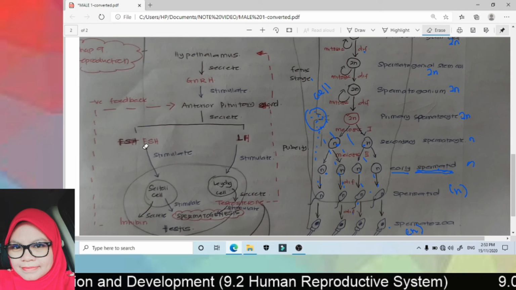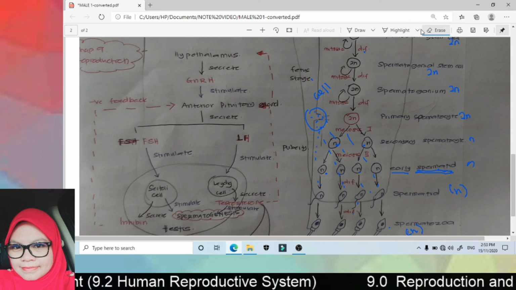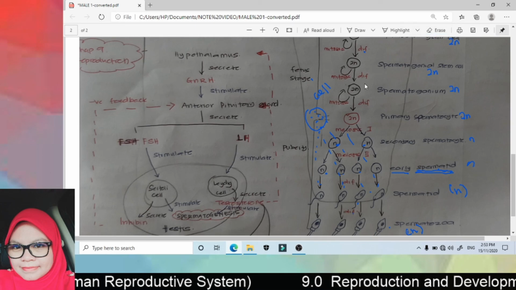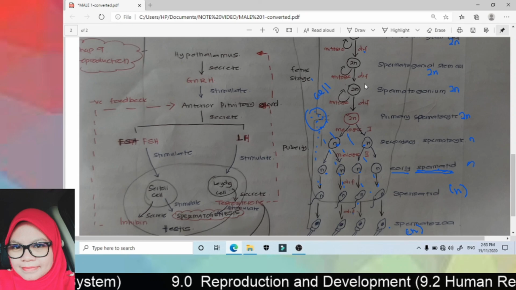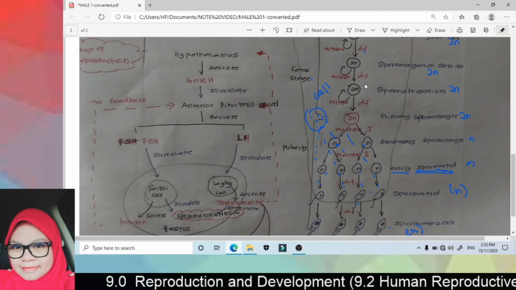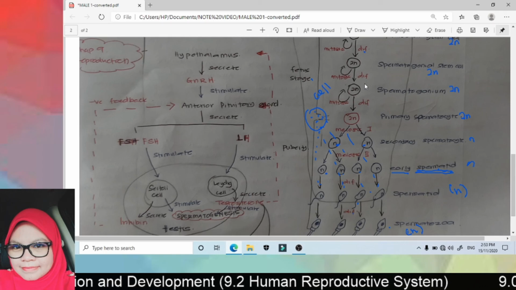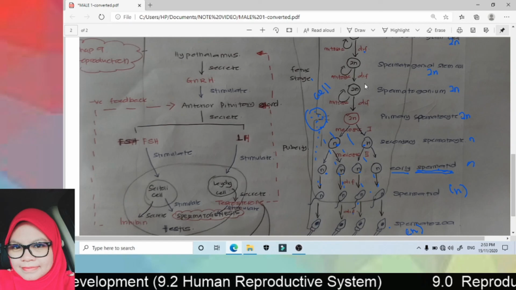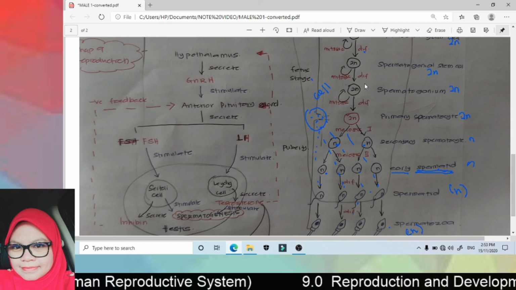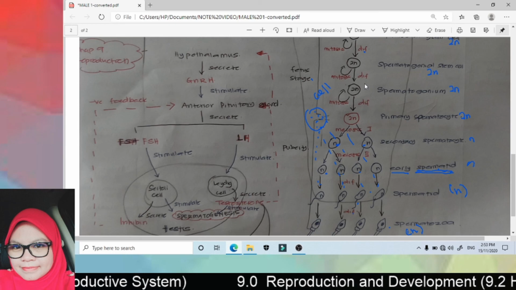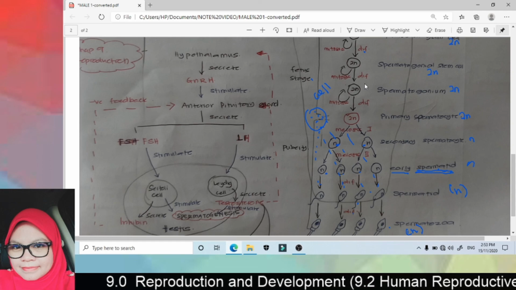Okay, yang warna merah ni. Semua yang berwarna merah. So, kat sini kita boleh nampak 5. Okay, it starts with the hypothalamus. So, hypothalamus, located in our brain, will secrete gonadotropin releasing hormone. Gonadotropin releasing hormone, or the short form GnRH, will stimulate the anterior pituitary gland, also located in our brain. So, when the anterior pituitary gland is stimulated, it will secrete 2 hormones: follicle stimulating hormone and luteinizing hormone.